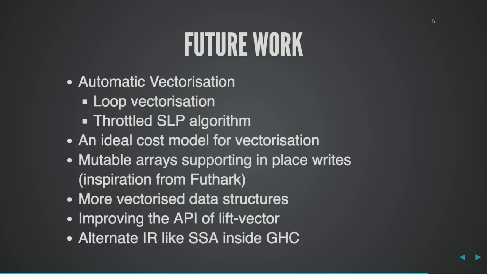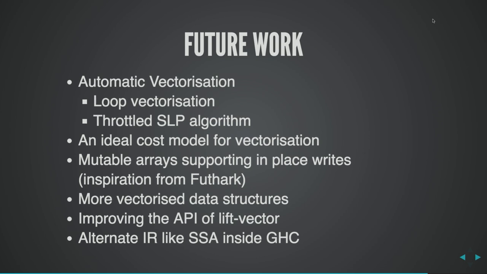We need an ideal cost model for vectorization. The cost model becomes very important because at times the packing and unpacking operations weigh down the benefit that you get by operating on them in parallel. If you have too many packs and unpacks, then it might weigh more than the sequential version. So we need to have a sane cost model.